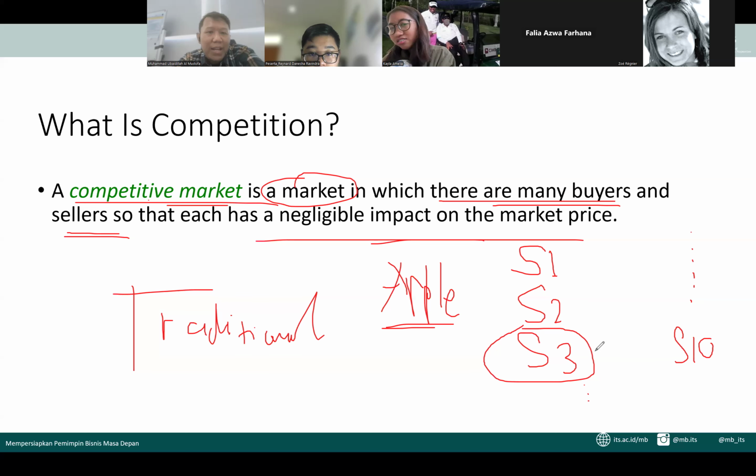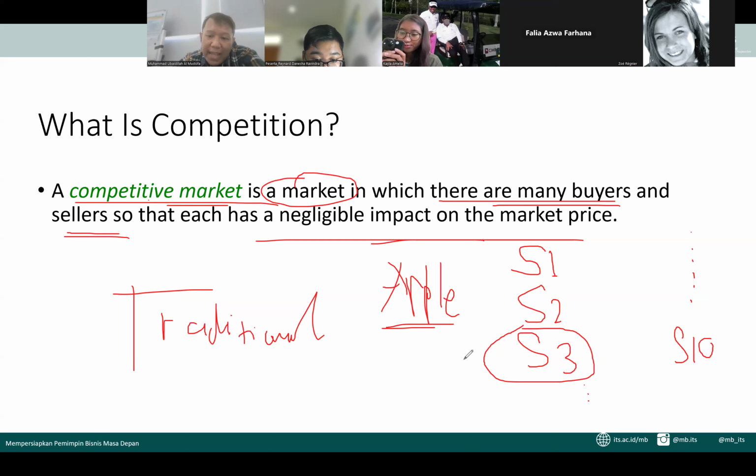Nobody will buy from seller number 3. They will go to different sellers. Why? Because seller number 3 is selling very expensive. He or she is selling higher than the market price, than the normal price that exists in the market. So when this happens, when seller number 3 is selling above the market, people will not buy from seller number 3 because we have so many sellers. Seller number 1, seller number 2, 4, 5, until 10.